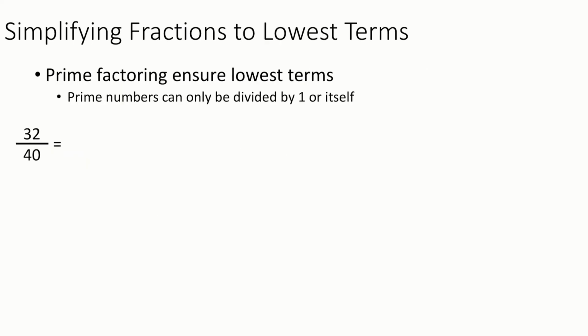One great way to get the greatest common factor between any two numbers is to first find their prime factorization. We'll explore how to do that with the 32 and the 40. Just remember that a prime number is a number that can only be divided by 1 or itself. So let's start with the 32. To begin a prime factorization, we just need to divide out by any prime number. So let's start with the 2.